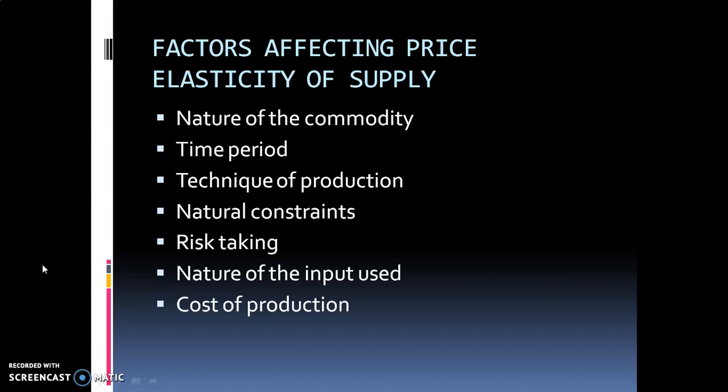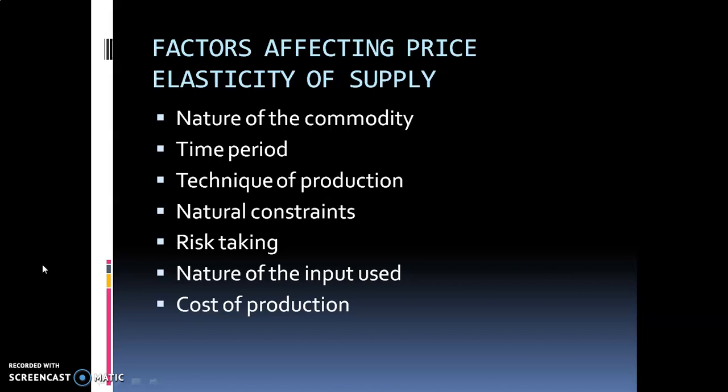Third one, technique of production. Goods having a simple technique of production have elastic supply. Goods having a complex technique of production have inelastic supply. Fourth one, natural constraint. Production of a commodity which is influenced by natural constraint has inelastic supply. For example, if we want to produce more teak wood, it will take a long time before it becomes consumable. Therefore, supply of teak wood will be inelastic. Goods which do not have natural constraint will have elastic supply. We can supply more if there is no natural constraint.